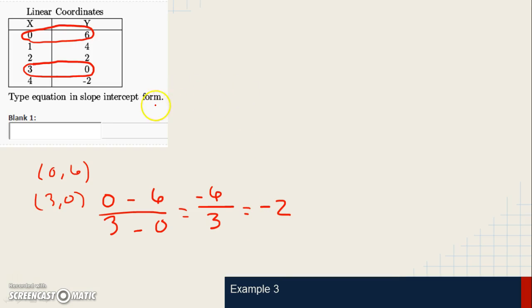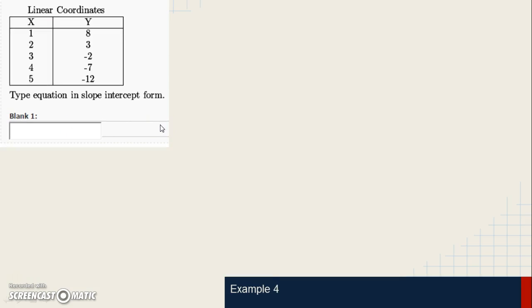Now I've got to find the y-intercept. So I'm going to look to see if it gives me the x-coordinate where x is 0. And it does, again. So when x is 0, that y value is 6, which means 6 is the y-intercept. And now I'm going to put it all together. So y equals our slope, which is negative 2 times x. And our y-intercept is 6, so I'm going to write plus 6. Example number 4.